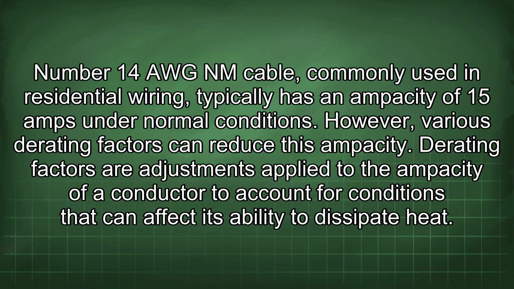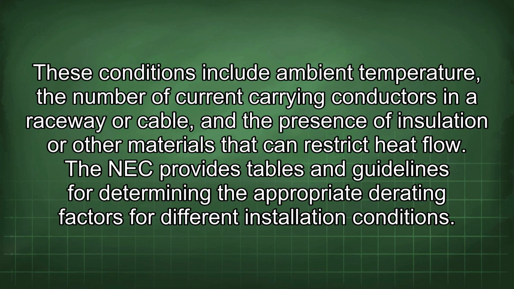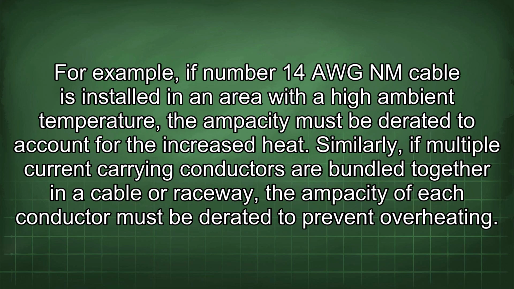Derating factors are adjustments applied to the ampacity of a conductor to account for conditions that can affect its ability to dissipate heat. These conditions include ambient temperature, the number of current-carrying conductors in a raceway or cable, and the presence of insulation or other materials that can restrict heat flow. The NEC provides tables and guidelines for determining the appropriate derating factors for different installation conditions. For example, if number 14 AWG-NM cable is installed in an area with a high ambient temperature, the ampacity must be derated to account for the increased heat.